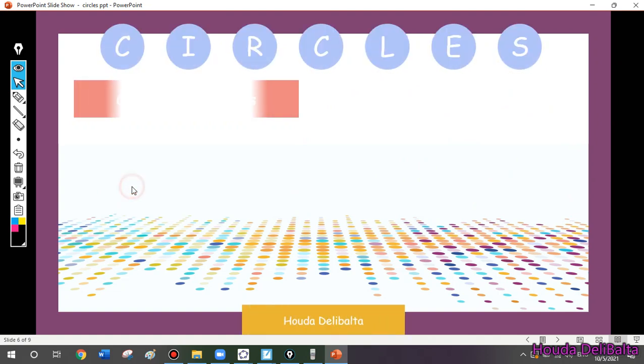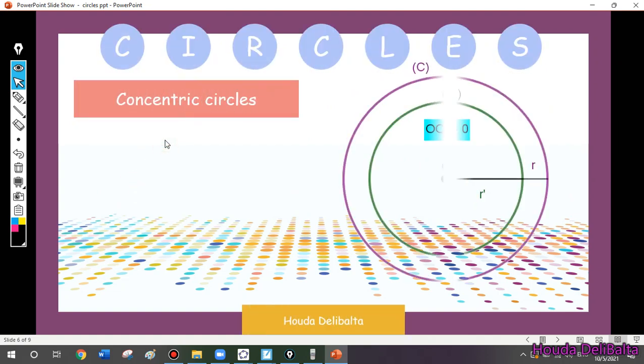And here we have the concentric circles, which are circles having the same center but different radii. As you see, the green one and the purple one are circles with different radii, but they have the same center. We call them concentric circles.